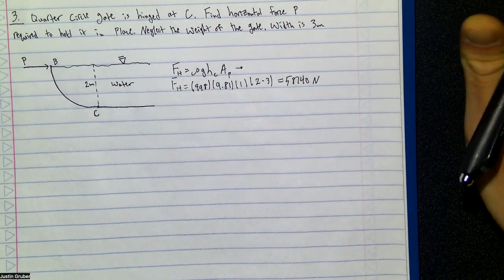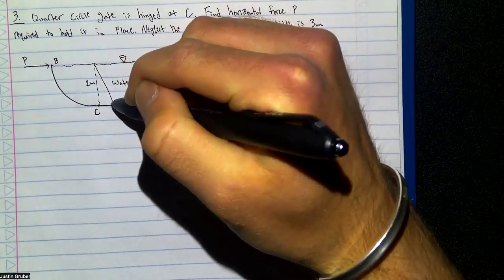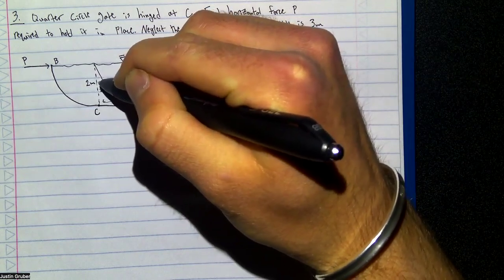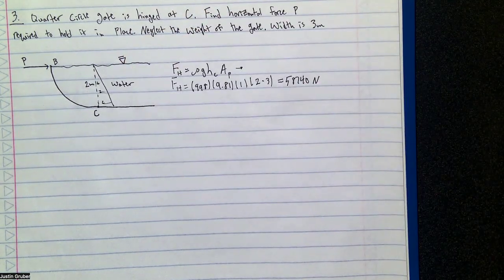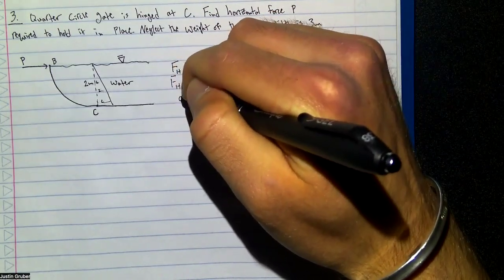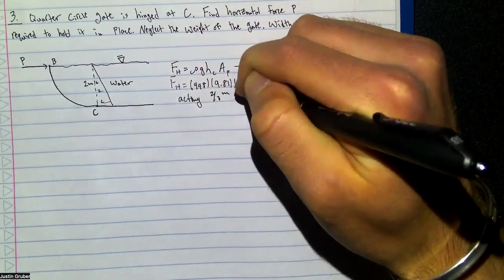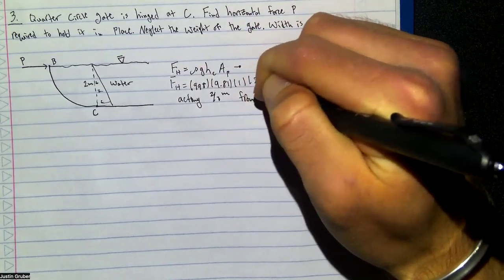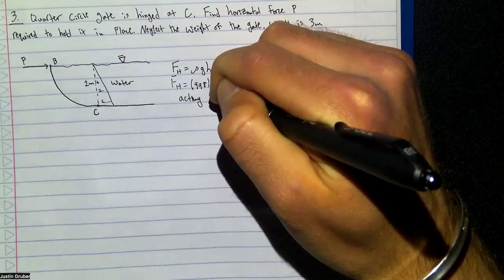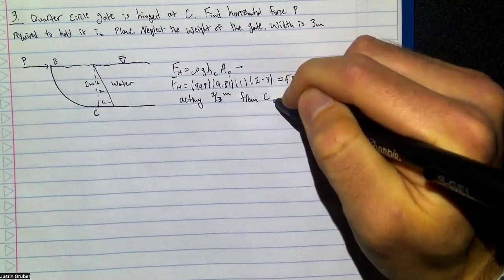Now, where does this act? You can think of this as a triangle load right here, and it just acts 1/3 from the big end. So it's acting 2/3 meters from C. That's kind of a bad 3. 2/3 meter from C. Cool.